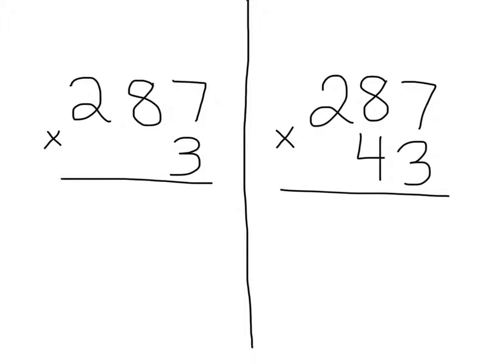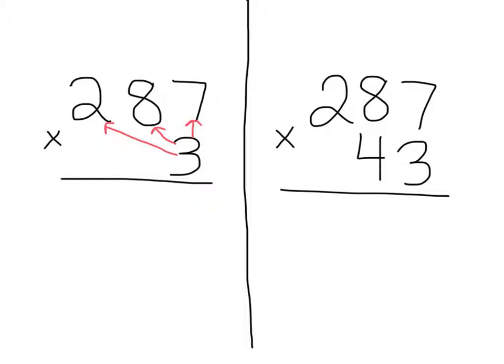We're going to multiply a 3-digit number times a 2-digit number. But before we do that, let's just do a 3-digit number times a 1-digit number like on the left. So remember how to multiply these here. What you first do is multiply times the ones, then times the tens, and then times the hundreds.